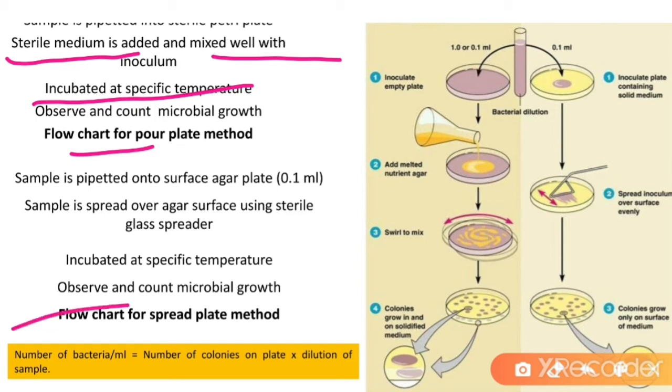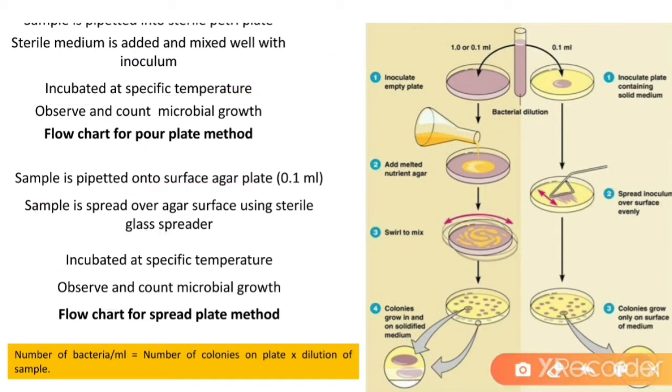Now the next method is the spread plate method. Here the sample, 0.1 ml, is pipetted on the surface of the agar plate. Then the sample is spread over the agar surface using a sterile glass spreader. We have to incubate it, and after incubation we have to count the microbial growth. Now this is the pictorial visualization of the count method.